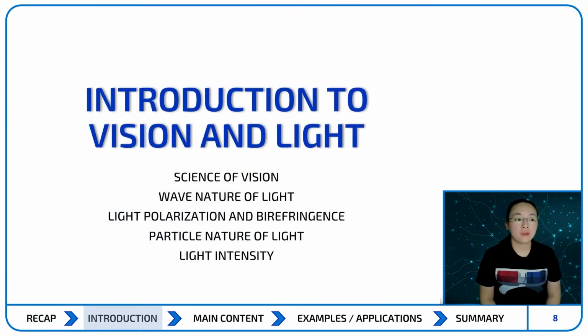So let's start off with an introduction to vision and light. We'll first talk about the science of vision, basically what is actually involved in vision itself. Then we'll talk about the wave nature of light. Since we're taking a look at waves, we should take a look at the polarization of light and something called birefringence. There also is a wave-particle duality to light. So light isn't just a wave, it can also act as a particle. So we'll take a look at the particle nature of light as well. And because of that, we can take a look at light intensity.